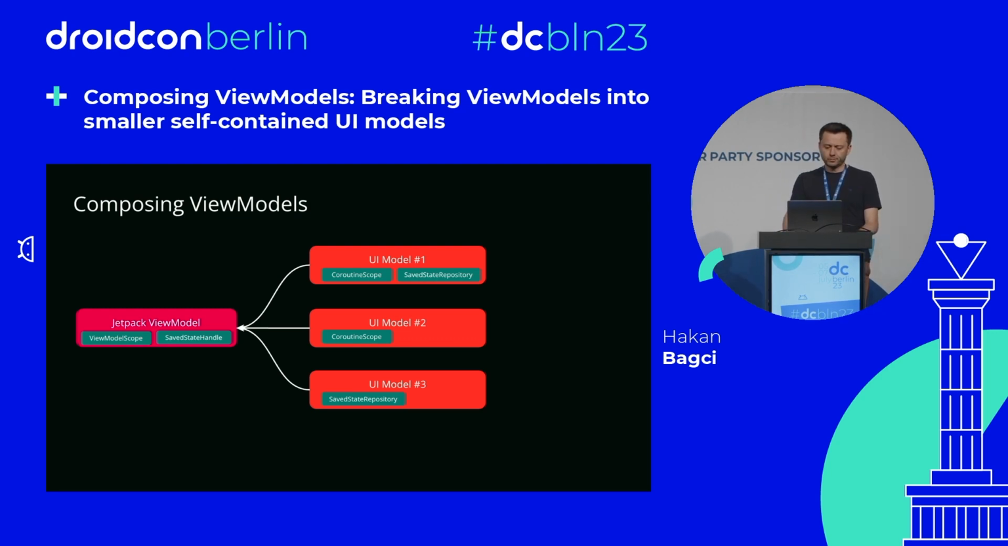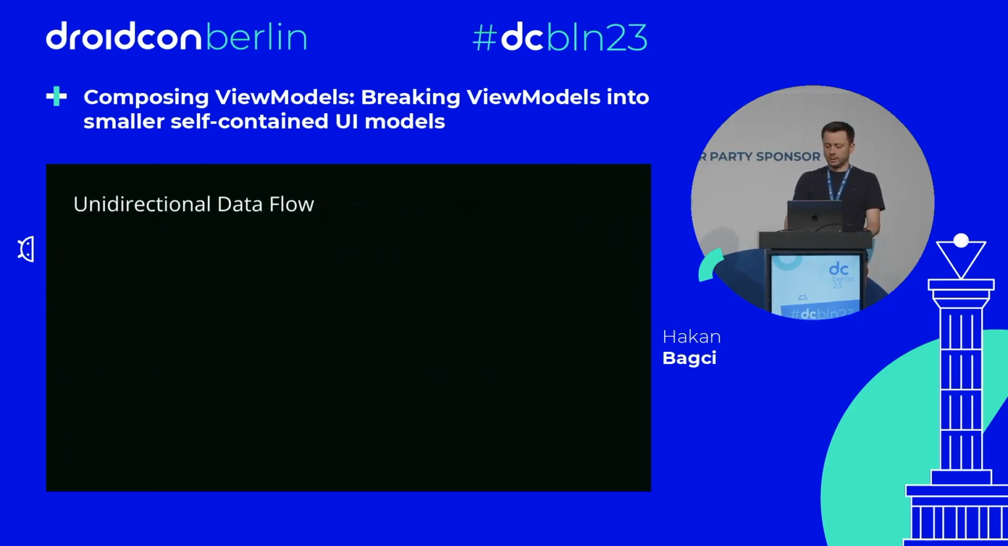So actually here, these UI models are designed to be self-contained and portable. As I said, they require only minimum integration support from their parent. By using these UI models, we can compose bigger ViewModels, and we can call this process composing ViewModels. Actually, the idea started here, and this is the title of the talk as well. Now we'll see more details about this one.